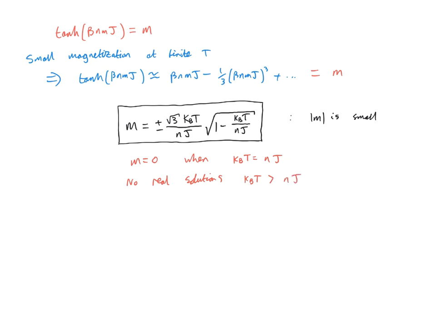So this is rather interesting. It tells us that there is only finite magnetization for temperatures less than this quantity n times J, and furthermore, the magnetization vanishes and becomes exactly 0 when kBT is equal to nJ. And so this tells us that there's a critical temperature for which the magnetization vanishes.